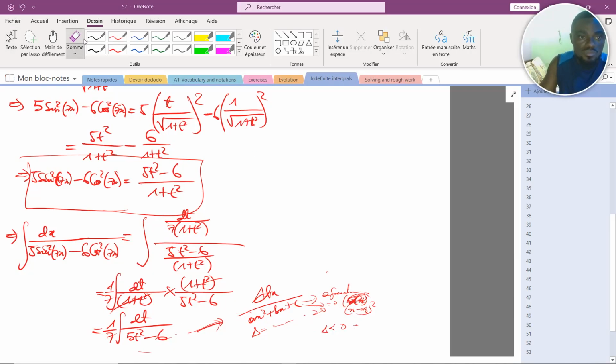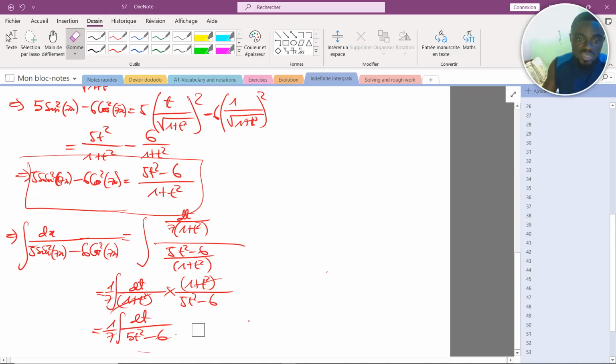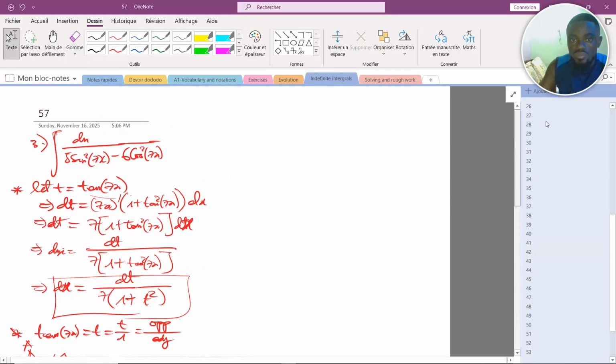So master well your things. If you master well your things, you will see that integration is very simple. So let me write back this up there. So this will be 1 on 7 integral of dt on 5t squared minus 6.